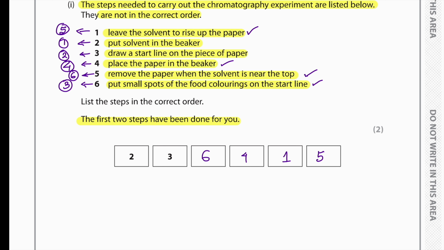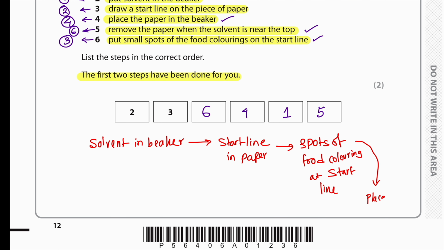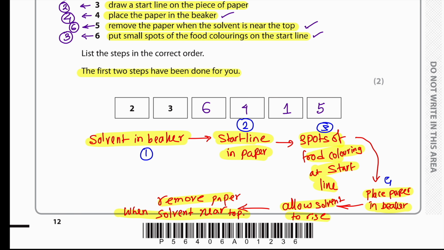So if we put this entire statement in chronological order, the first step is always putting the solvent in a beaker. Then we need to draw the start line on the paper. And after that, we need to put the spots of the food coloring on the start line. Then we will place the paper in the beaker, which will allow the solvent to rise, and remove the paper when the solvent is near to the top. These will be the general 6 steps of chromatography. Because in the exam, this can come in any order, memorizing the steps as statements would be much better than memorizing them with the numbers here.